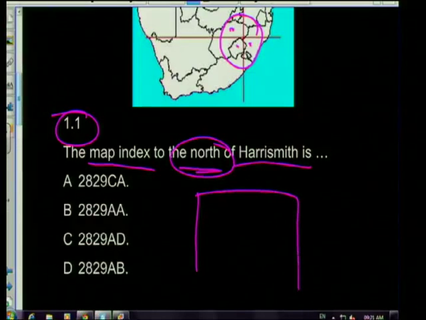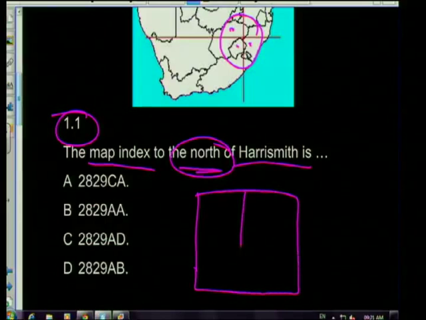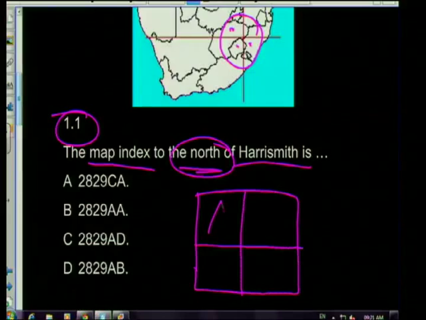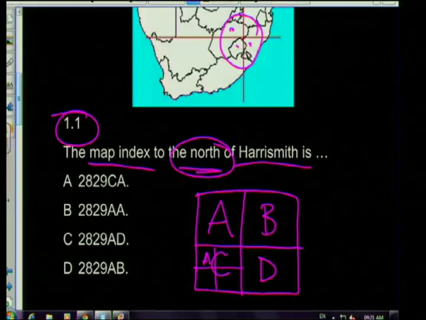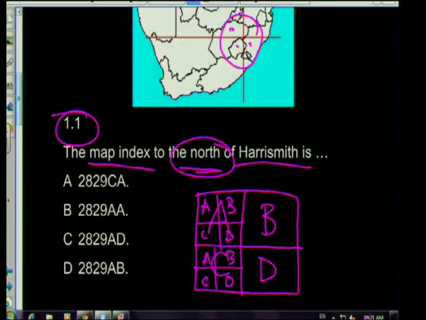For this type of question, I would draw a block as such, divide it into block A, B, C, and D. Note, the map of Harry Smith has been established as AC. So AC would be A, B, C, D. Big block A, remember, is the first letter. C is the second letter. So when we're calculating the map index, that block would occupy the position of Harry Smith.